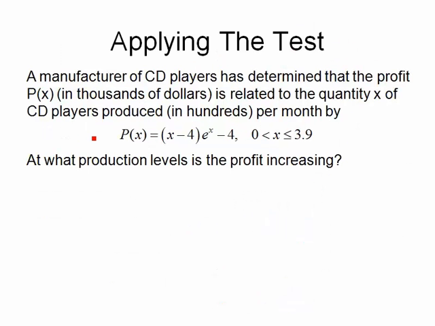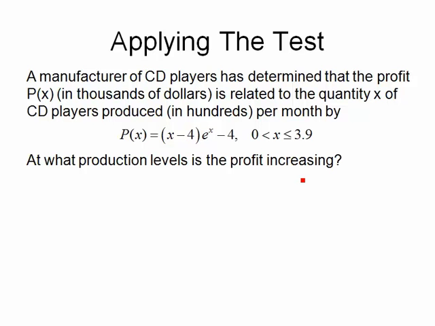A manufacturer of CD players has determined that the profit, P of x, in thousands of dollars, is related to the quantity x of CD players in hundreds per month by P of x equals the quantity x minus 4 times e to the x minus 4, and this is valid for x values greater than 0 but less than or equal to 3.9. At what production levels in that interval is the profit increasing?